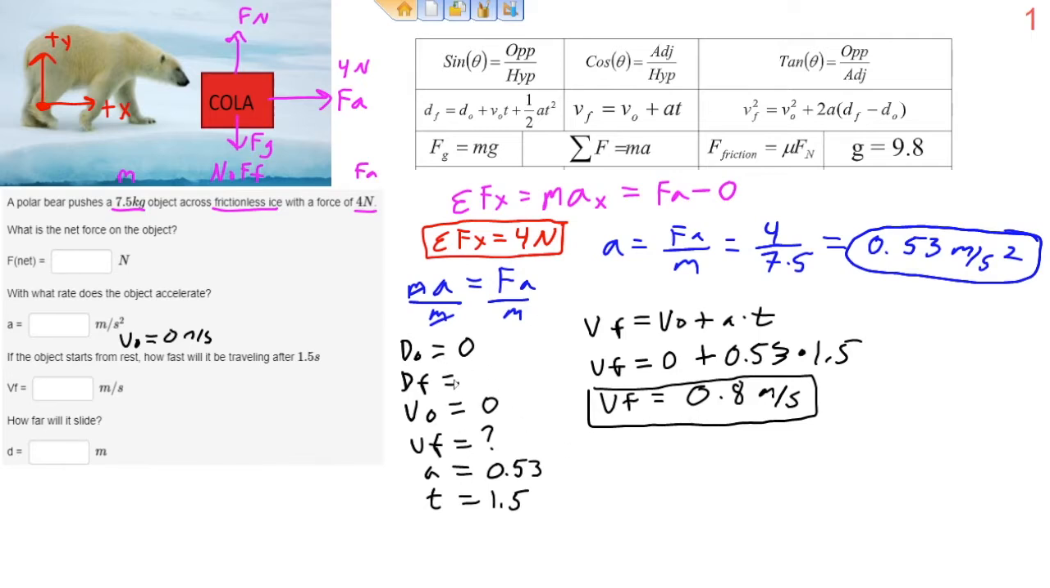Again, I have my variables here, so I can just go ahead and look for an equation that has dF in it and solve that way. I see up here that I have two options. I could either use Shaggy Cat or I could use Big Dog. I'm going to go ahead and use Big Dog. And Big Dog, remember, just tells me dF equals dO plus VOT plus 1/2 AT squared.